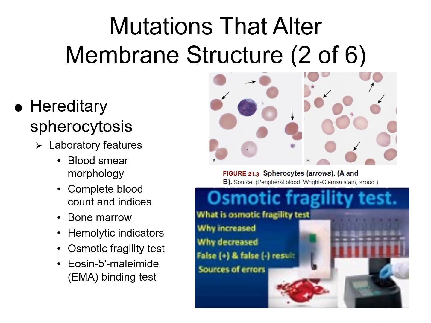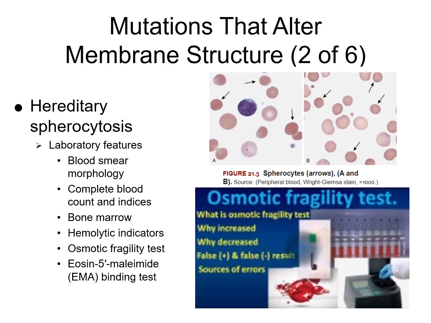Some laboratory features for hereditary spherocytosis. So we will see the presence of spherocytes. These are small, dense, round red blood cells. As you can see in the picture over there, they kind of look like little balls next to regular red blood cells. They lack a central pallor, and they are indicative of membrane loss and decreased surface area.